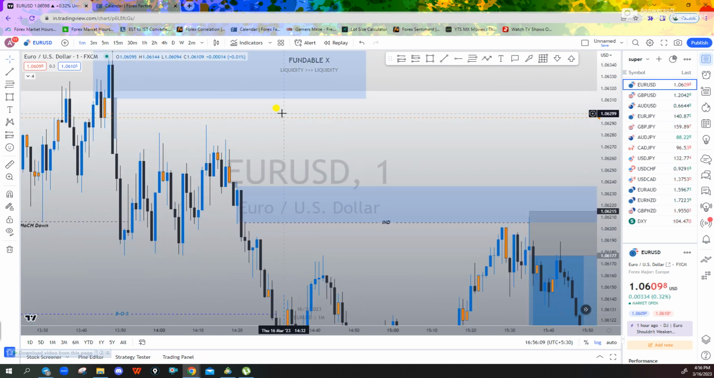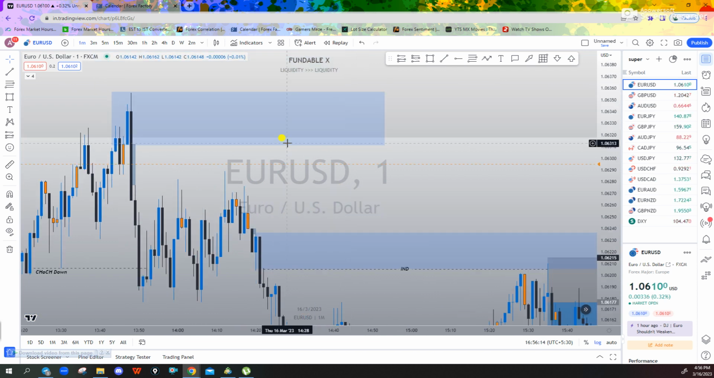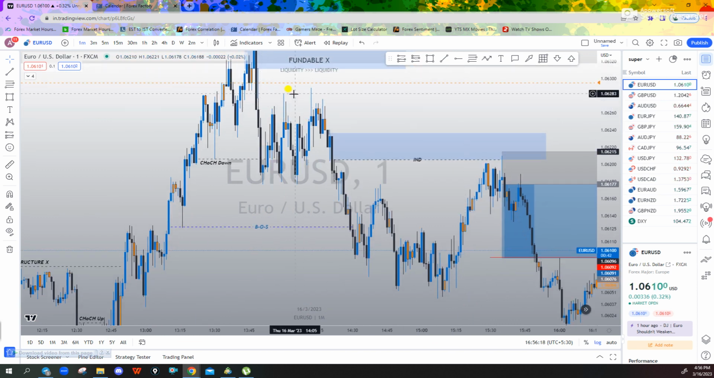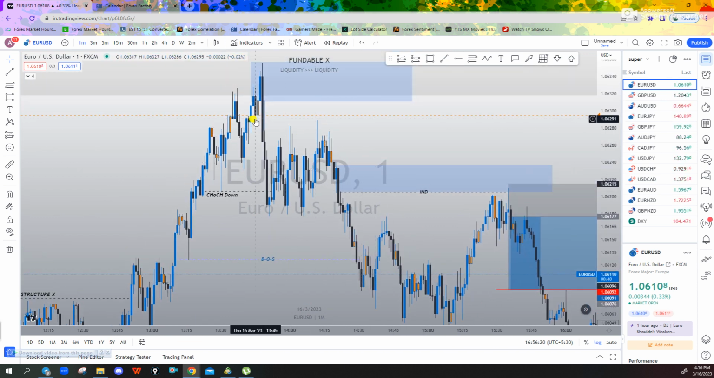The market didn't get me tapped in. Again I posted it on my Telegram. I was looking for shorts from this point all the way down. That was my point of interest. Now what happened, the market didn't give me any kind of entry on this fair value gap. It just left it as it is.